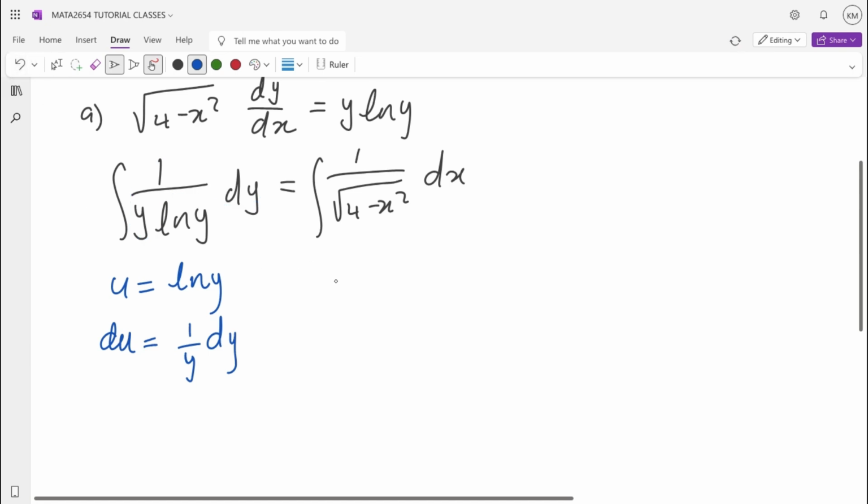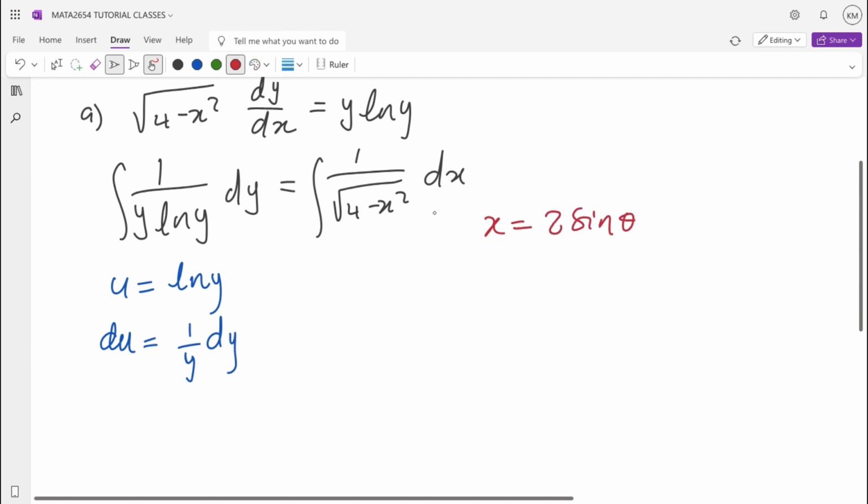Okay, so what about on the right hand side then? On the right hand side, if you notice, you will see that this integral is basically easy to solve when we are using the trig substitution. So what is going to be the substitution? This one, it's sine substitution. We're going to use sine. Okay, so here we're going to say x equals 2 sine theta.